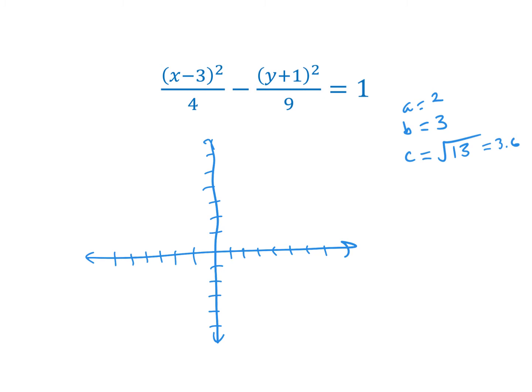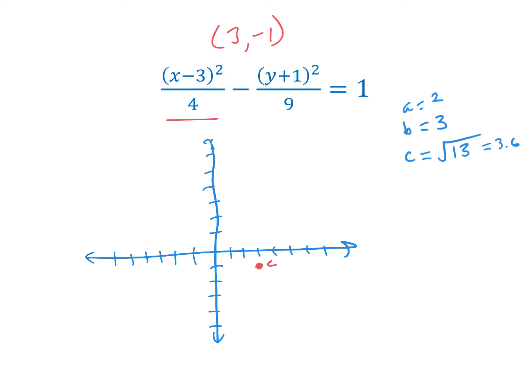So if you're going to sketch this, the first thing is to plot the center, which is going to be at 3, negative 1, according to the parenthesis values there. So at positive 3, negative 1 is right here. So that's where the center of my hyperbola is going to be.